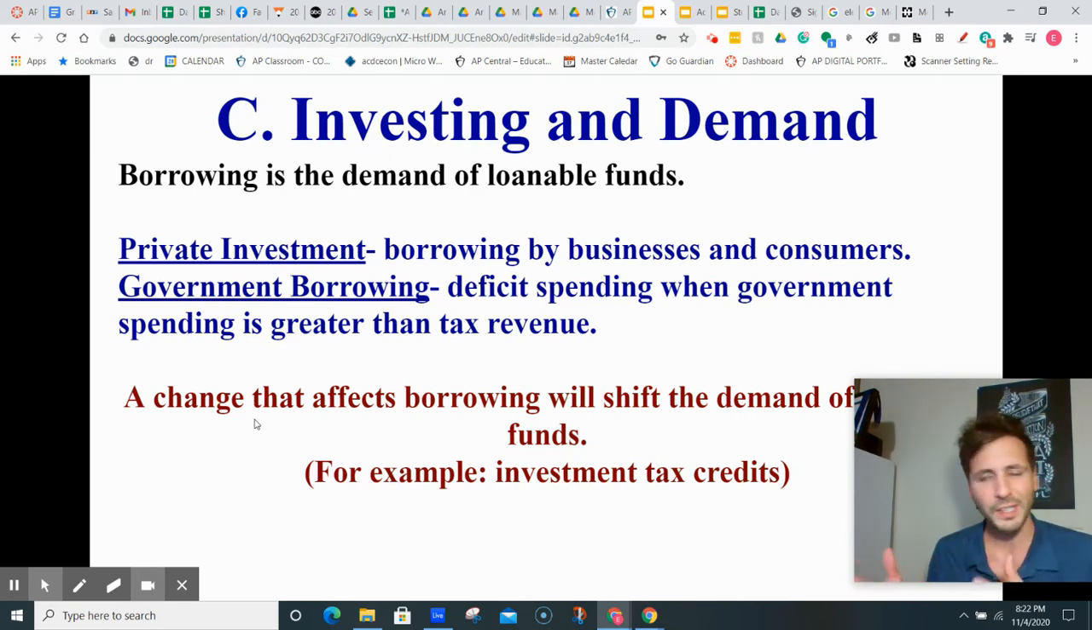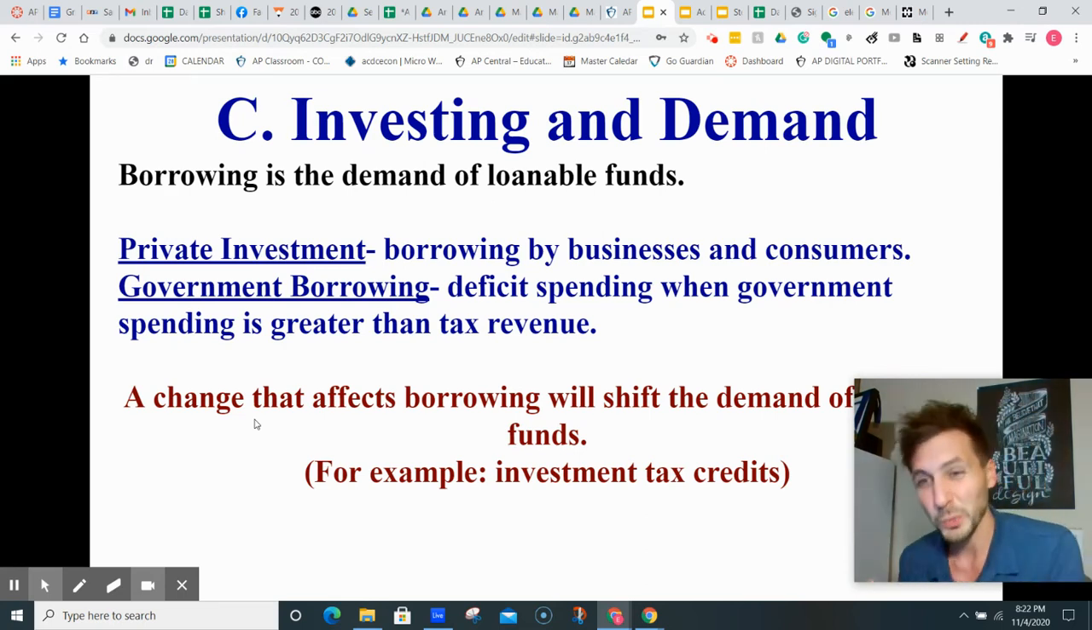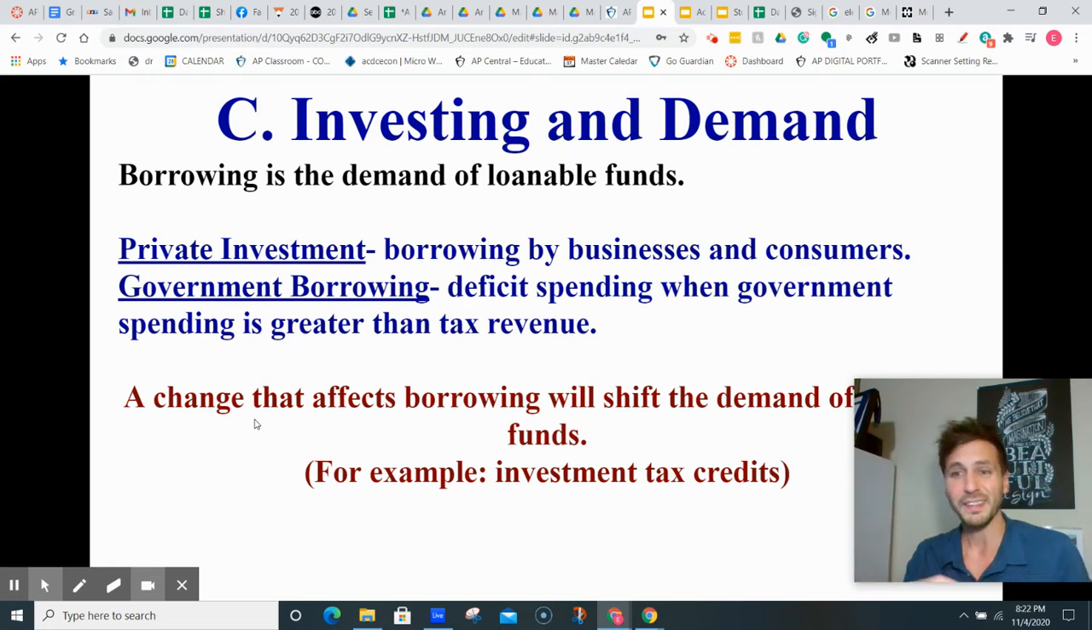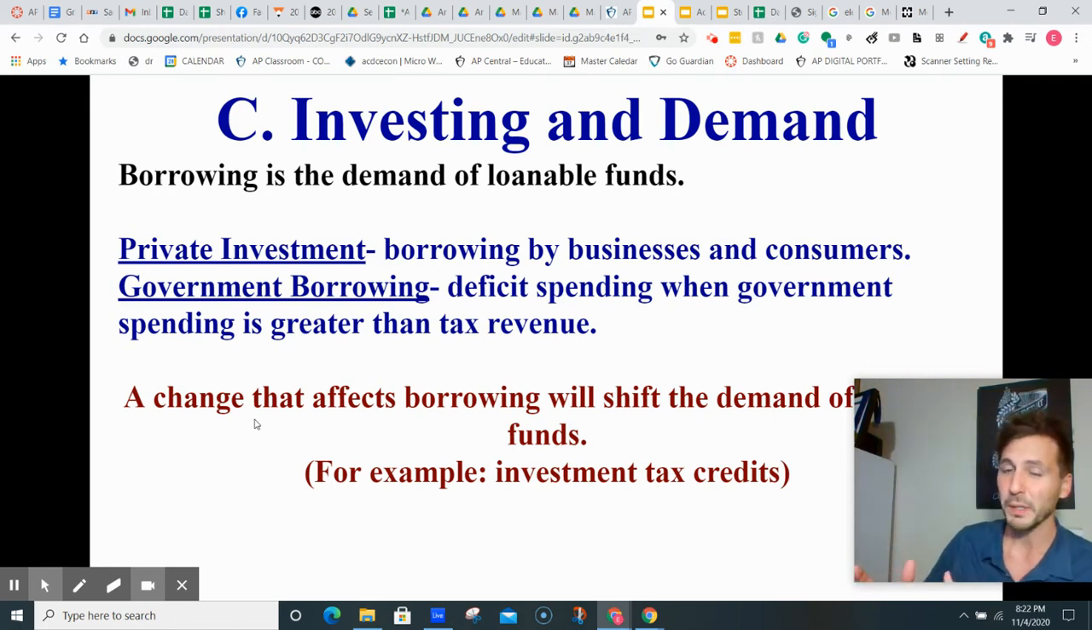Government borrowing works kind of the same, right? When there's deficit spending, that means government spending is greater than tax revenue, then demand is going to shift right. They need that money. They get it from somewhere, and it's from those excess reserves, from those loanable funds. So demand goes up. When the government participates in less deficit spending, then demand will go down. So any change in borrowing will affect the demand of loanable funds, right?